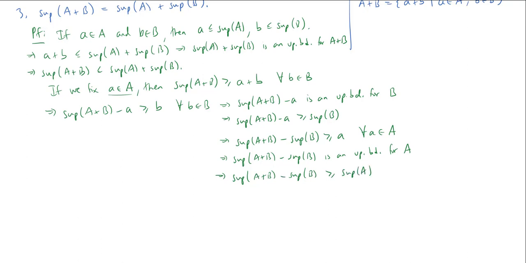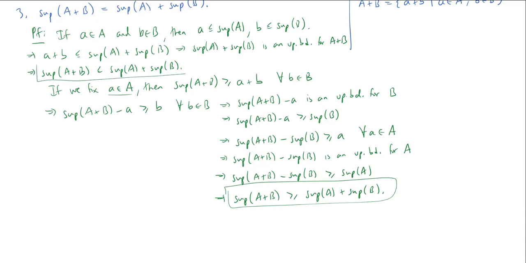Now we just move the supremum of B over to the right, and we get that the supremum of A plus B is at least as big as the sum of the suprema for A and B. So let's check. We have that the supremum of A plus B is at least as big as the sum of the suprema, and that it is no bigger than the sum of the suprema. Therefore, the supremum of A plus B is equal to the sum of the suprema of A and B. Whew, okay, we did it. So we're able to prove number 3.